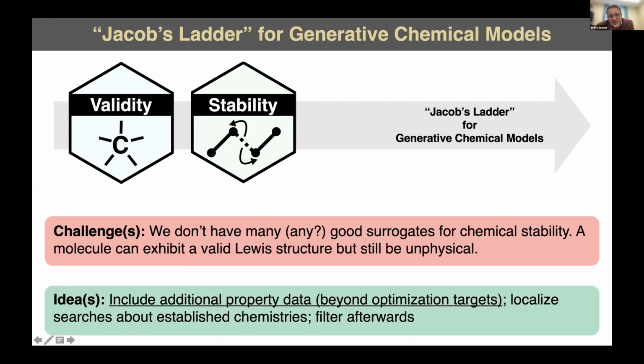Another thing that's done in practice is to localize searches about established chemistries. So rather than just trying to optimize over the whole latent space, people routinely do interpolations between molecules or searches about existing molecules. You're trying to ground your predictions in what you think are realistic molecules. And of course, at the end of the day, you can always filter afterwards, right? You can show them to your favorite chemist and they can down select for you.